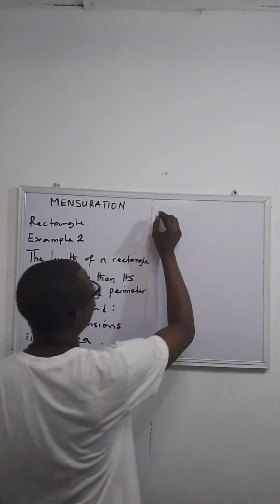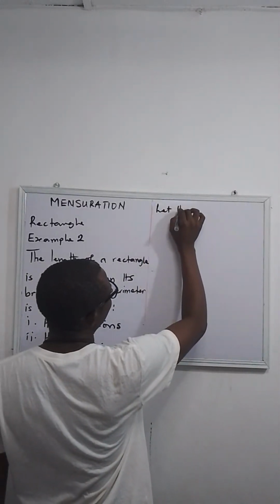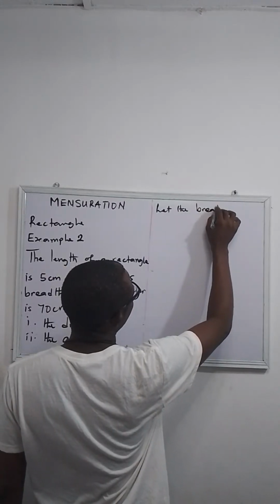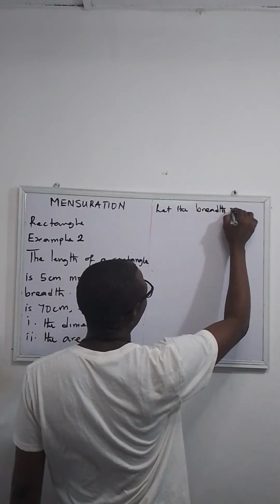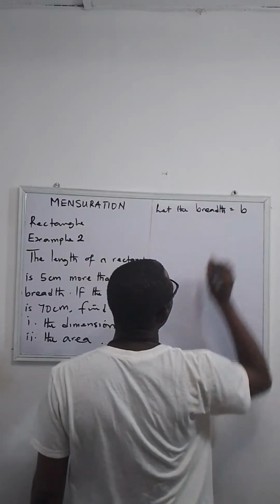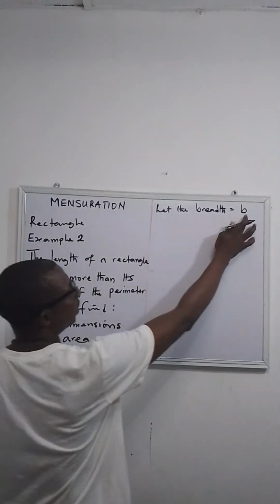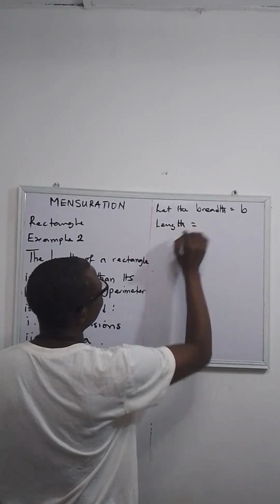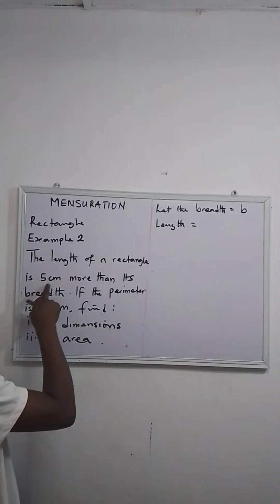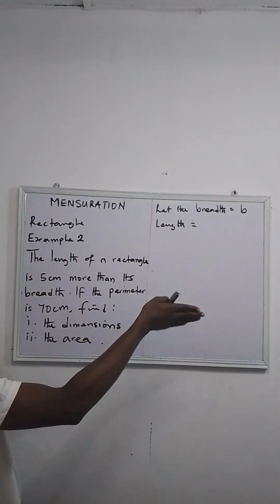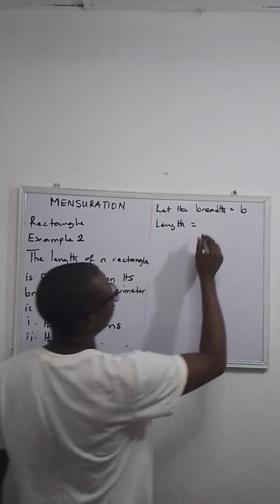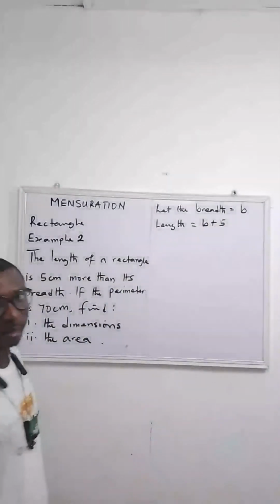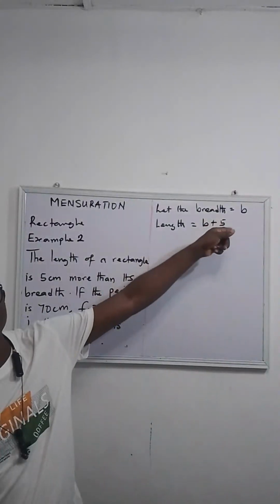So we are going to start by saying let the breadth of the rectangle be equal to b. So if this is the breadth, the length will be what? Now, the length is 5 centimeters more. More means you add. So that means it's going to be b plus 5, both in centimeters.